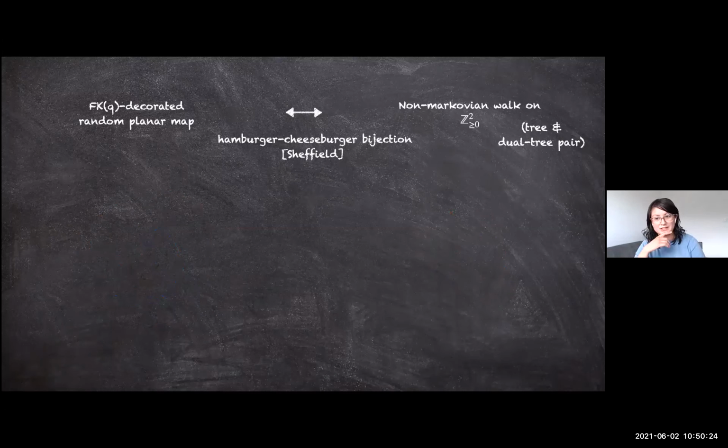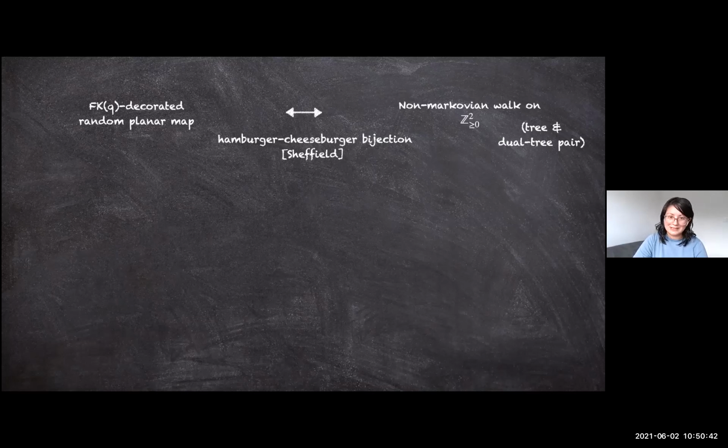statistical mechanics model, which is the critical random cluster model with parameter Q that decorates a random planar map. So in this case, Scott Sheffield defined the hamburger-cheeseburger bijection between these decorated random planar maps.